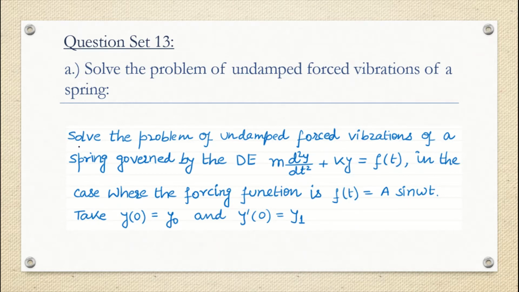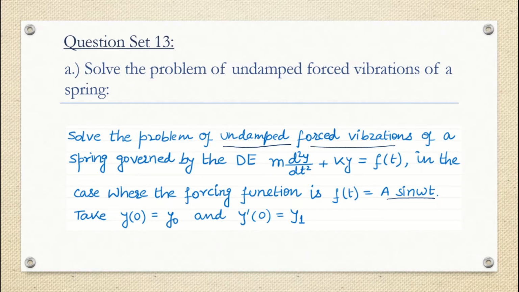In this question, they are asking us to solve the problem of undamped forced vibrations of a spring governed by the differential equation m d2y by dt square plus ky equals f(t). In the case where the forcing function f(t) is a sine omega t, take y(0) is y0 and y'(0) is y1.